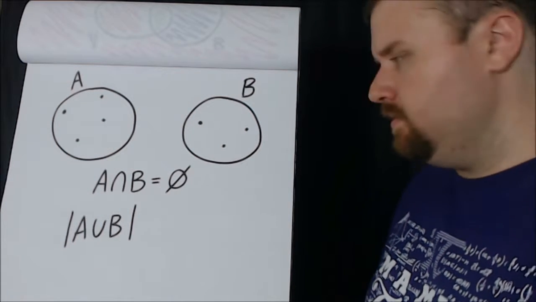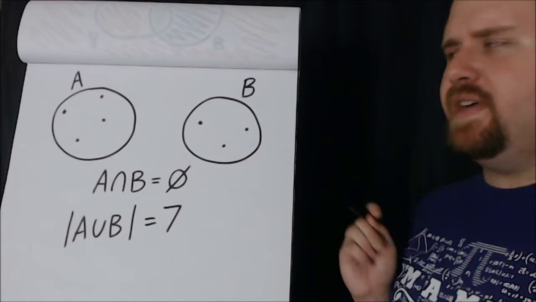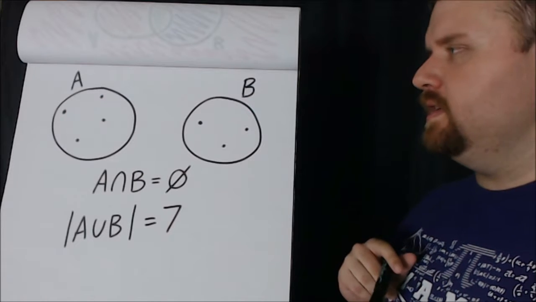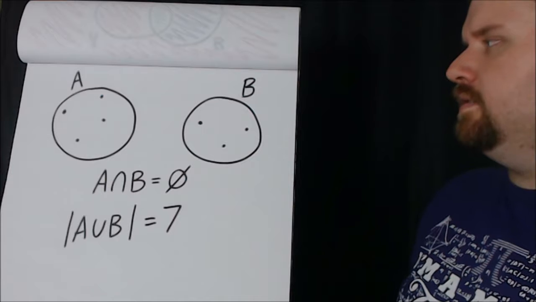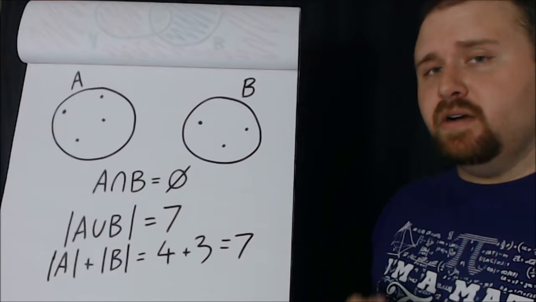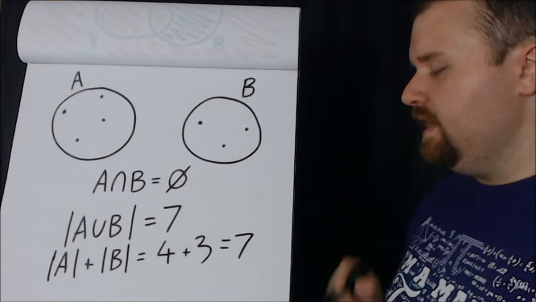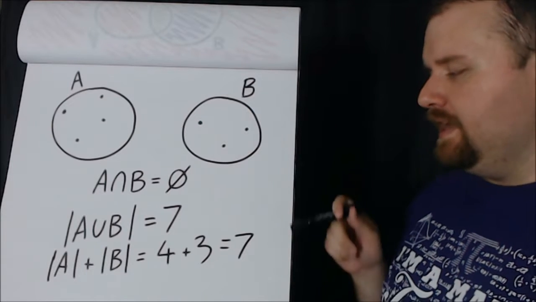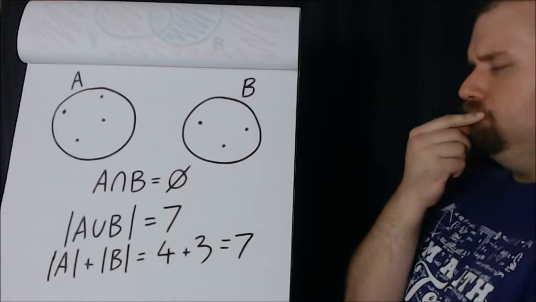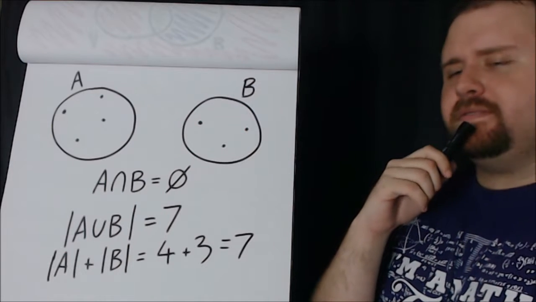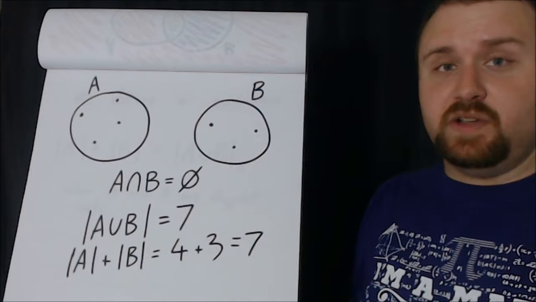So that's 7. However, we noted the cardinalities of A and B individually. So A had 4 and B had 3. Now we know that if I combine 4 and 3, I get 7. So I ended up with the same thing that I did here. Coincidence? The answer is, it isn't a coincidence.